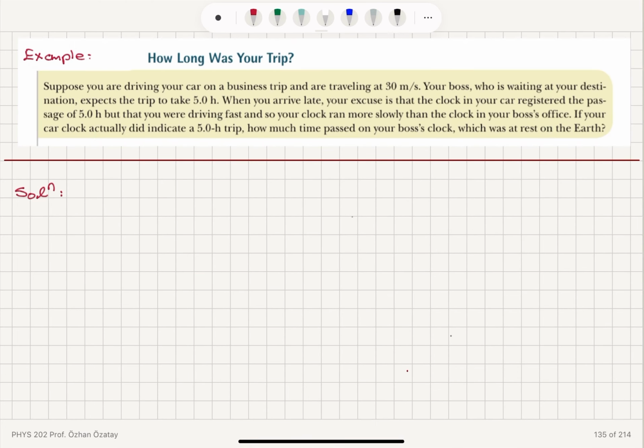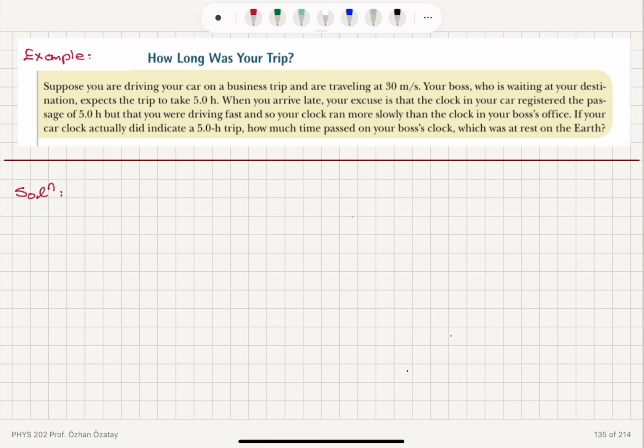How long was your trip? Suppose you're driving your car on a business trip and are traveling at 30 meters per second. That's quite small compared to the speed of light. Your boss, who is waiting at your destination, expects the trip to take 5 hours. When you arrive late, your excuse is that the clock in your car registered the passage of 5 hours, but that you were driving fast and so your clock ran more slowly than the clock in your boss's office. If your clock actually did indicate a 5-hour trip, how much time passed on your boss's clock, which was at rest on the Earth?